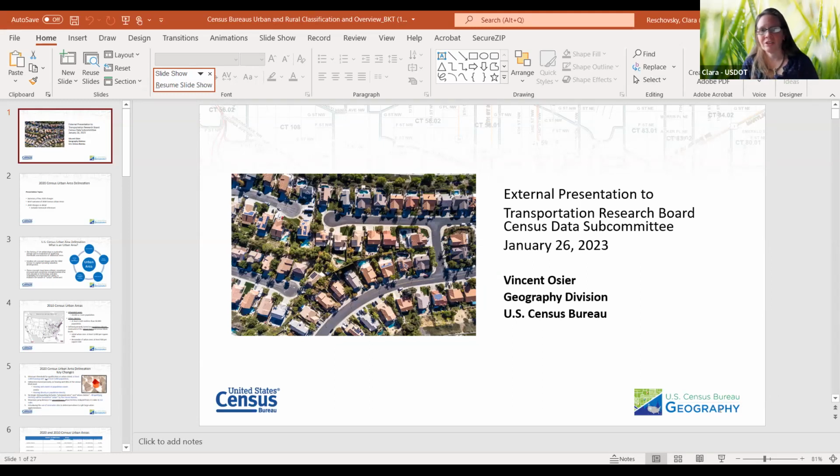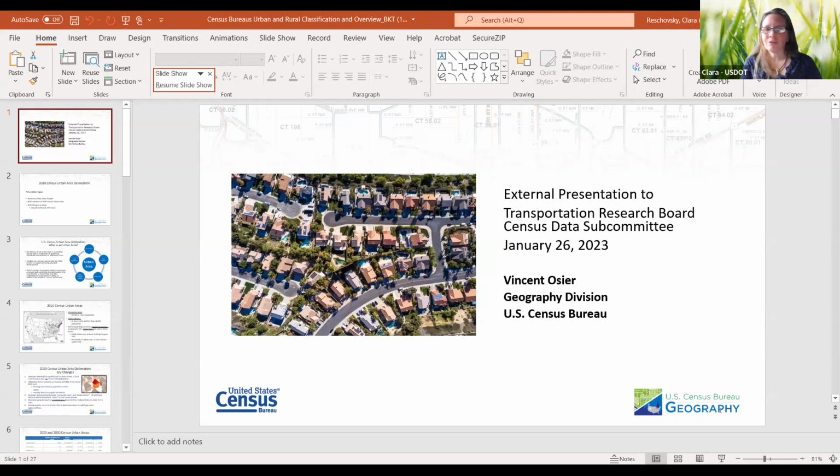I will share the agenda slide after our first presentation, which is from Vince Ossier, who is with the Census Bureau's Geography Division. And he's going to be presenting the Census Bureau's urban and rural classification and overview of the 2020 census urban areas. We're going to dive right into his presentation because Vince has other commitments back at the Census Bureau. So I'll give a little more information after his presentation.